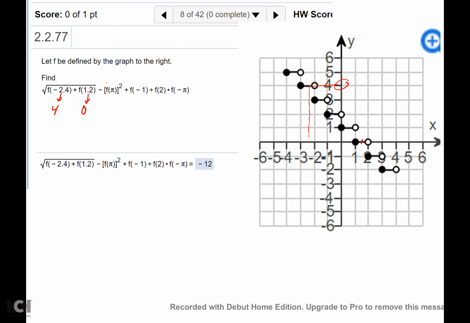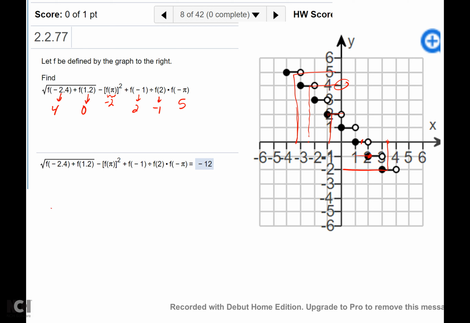F of pi is 3.14, so that's about right here. So if I go down, its value is negative 2, so this right here is negative 2. F of negative 1, I go up, that circle's filled in at 2, so this is 2. Divided by f of 2, if I go to 2 and go to the part that's filled in, that's negative 1. And negative pi would be negative 3.14. If I go up to the graph, that gives me this graph, which is 5.